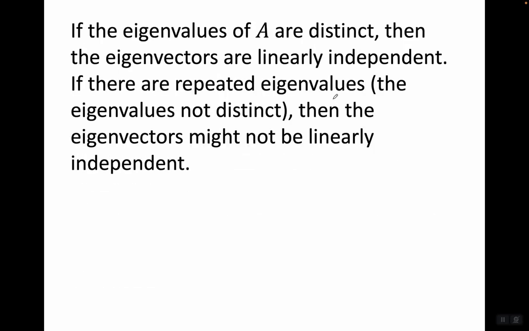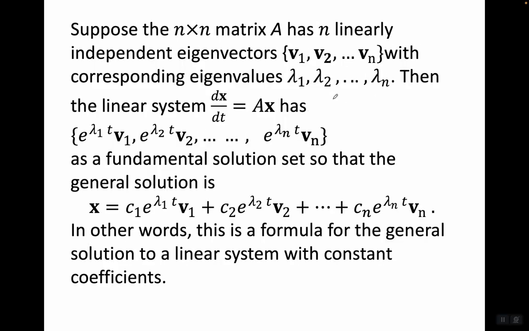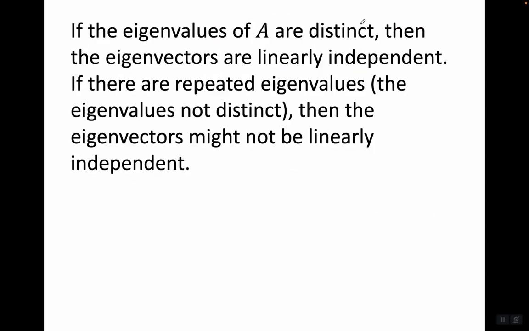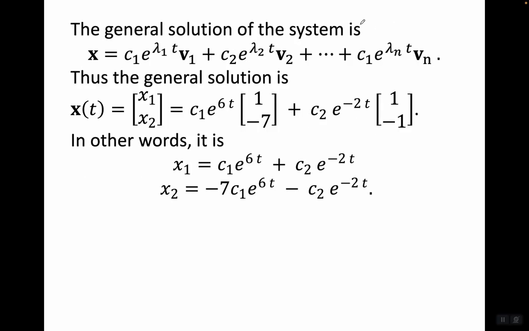Let's apply it. If the eigenvalues of A are distinct, then the eigenvectors are linearly independent. This really helps out because, notice, this formula depends on the eigenvectors being linearly independent. So as long as your eigenvalues are distinct, you know your eigenvectors are going to be linearly independent. If there are repeated eigenvalues, in other words, if the eigenvalues are not distinct, then the eigenvectors might not be linearly independent. We're not going to cover that in this video, though.